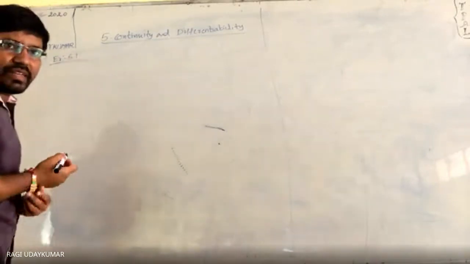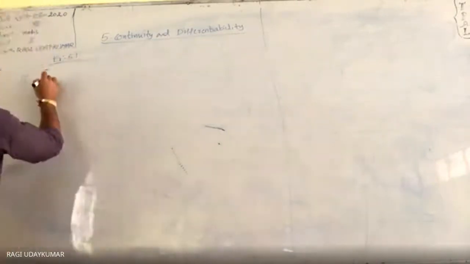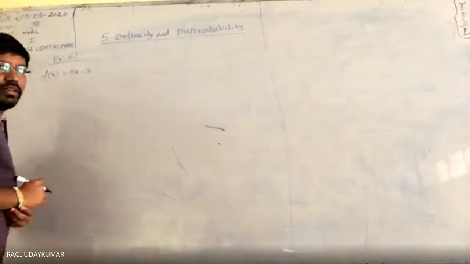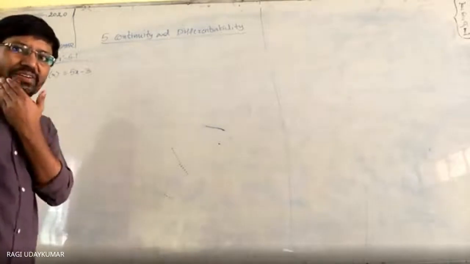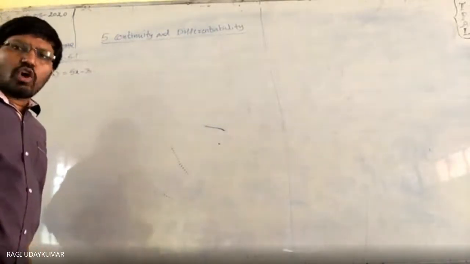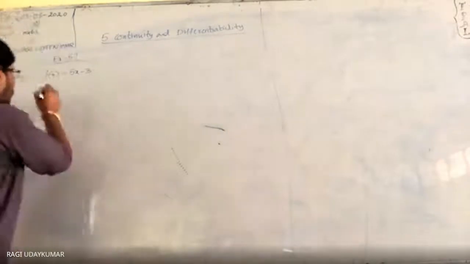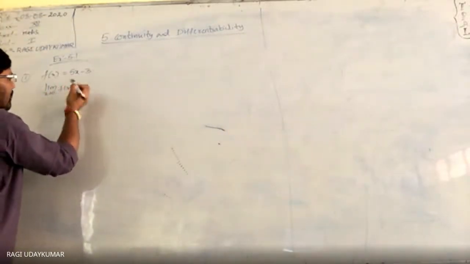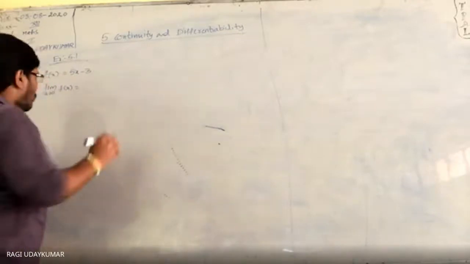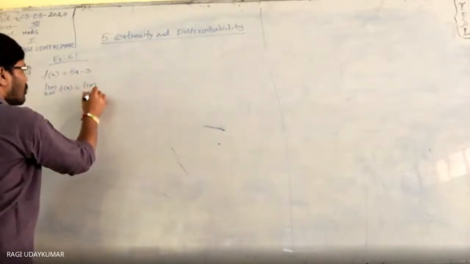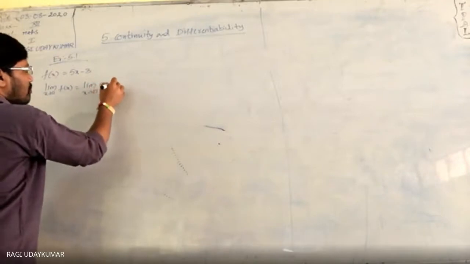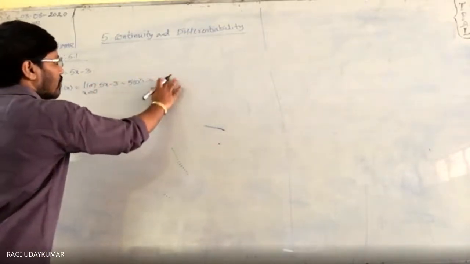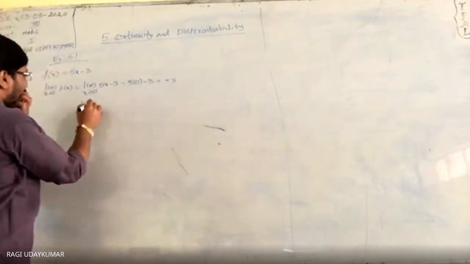First problem: given that f of x is equal to 5x minus 3. This function is continuous at x equal to 0. Normally, continuity at x equal to 0 means limit x tends to 0 of f of x. So limit x tends to 0 of f of x is nothing but 5x minus 3. You can substitute directly, and you are going to get 5 into 0, minus 3.